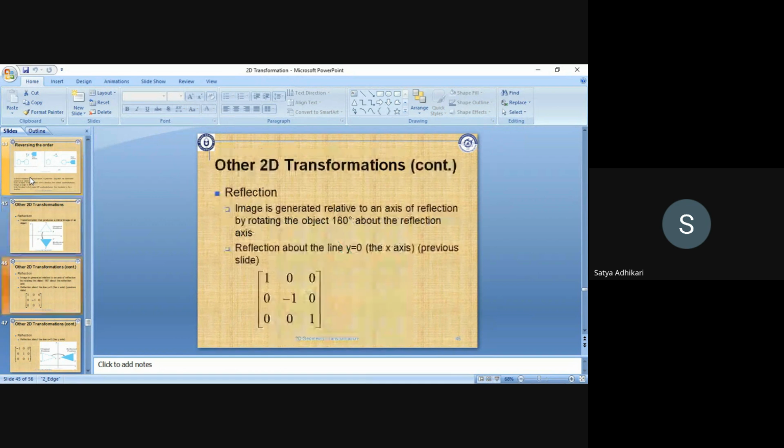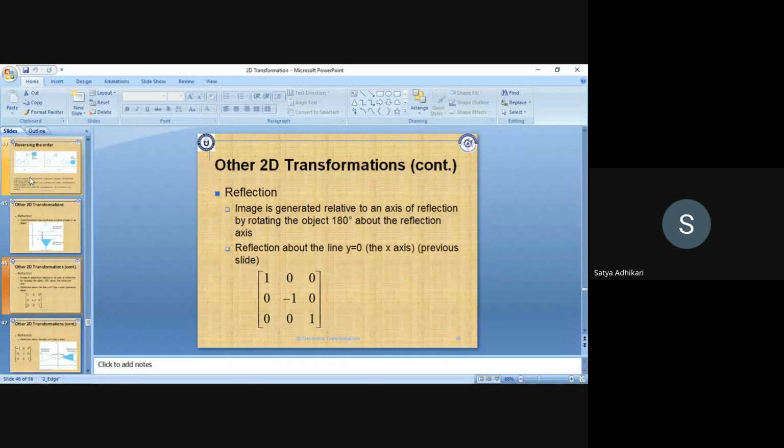Similarly, you see here the reflection matrix. This is important. The image is generated relative to an axis of reflection by rotating the object 180 degrees about the reflection axis. So, reflection about the line y equals 0. You know that on the x-axis, all points have y equal to 0. That is why the reflection matrix about the x-axis is 1 0 0, 0 minus 1 0, 0 0 1, meaning the y position is changed by minus 1. So this is the reflection matrix.